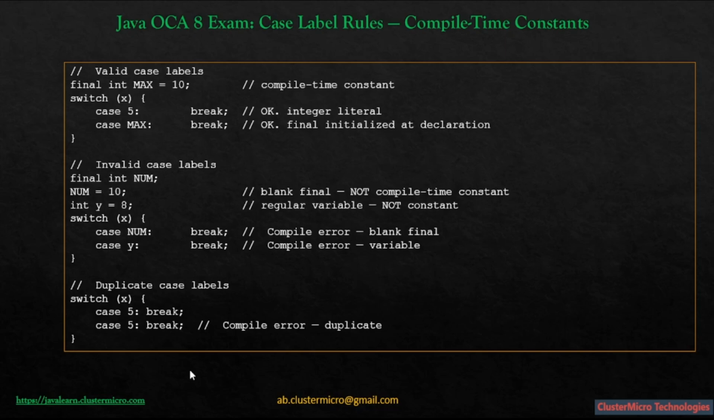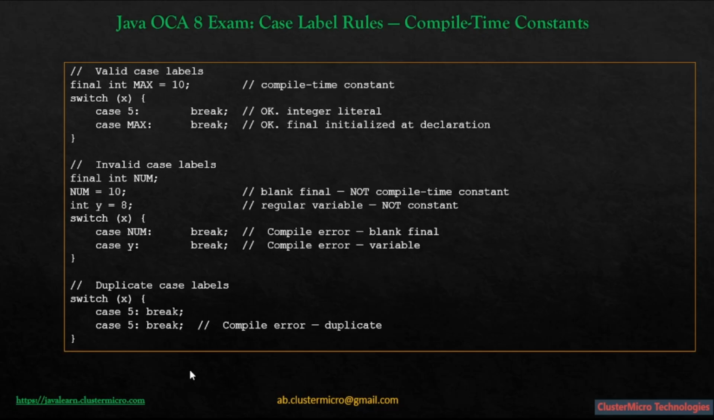However, blank final variables do not qualify. For instance, final int num on the first line, and on the next line you assign num = 10. Even though the variable is final, its value is assigned later, not at the declaration. Because of that, the compiler cannot treat it as a compile time constant, and using it in a case label results in a compile time error. Regular variables are never allowed as case labels because their values can change during execution. Additionally, duplicate case labels are not permitted. Even if two case values appear different but resolve to the same value, the compiler will report a duplicate case error.